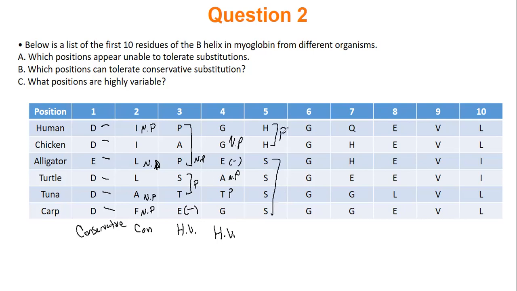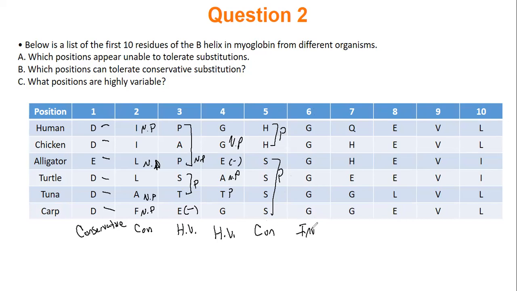5 is interesting. I would say histidine's more polar than charged, so I would say this is conservative. You can make the argument that histidine is positively charged, so this might be more highly variable. But I would be more comfortable saying this is just conservative, since histidine is more likely to be polar than charged.